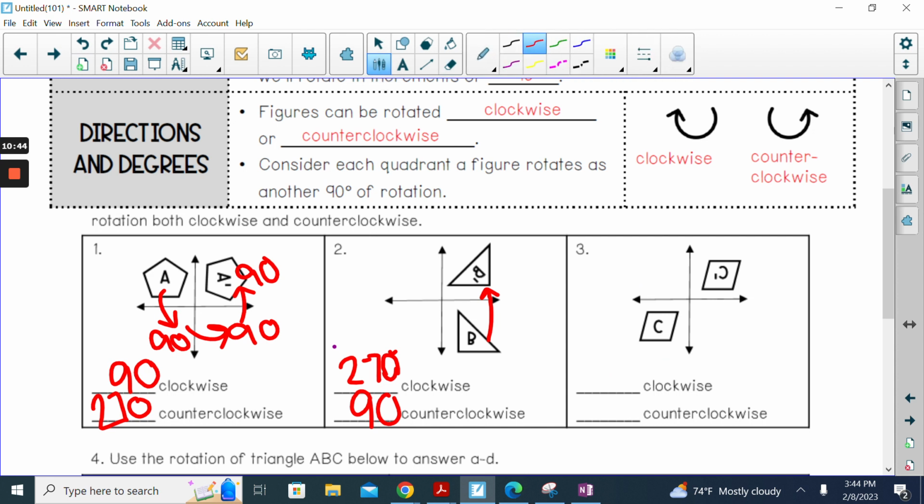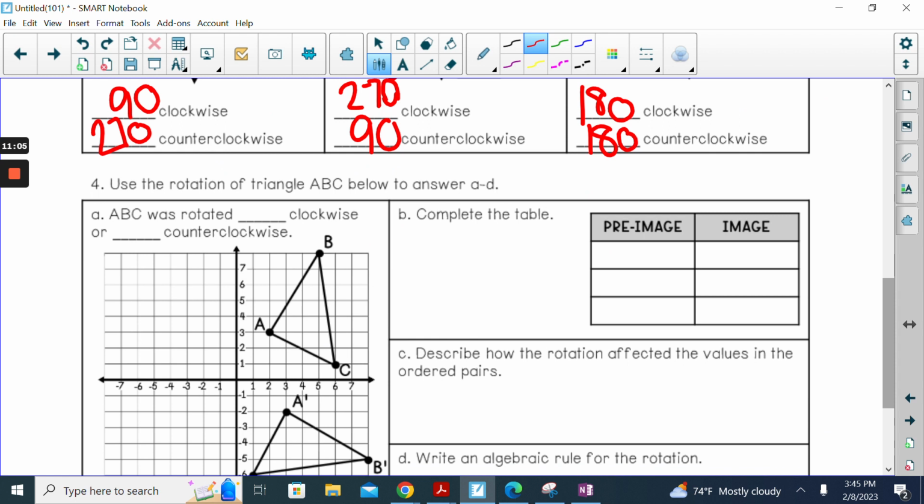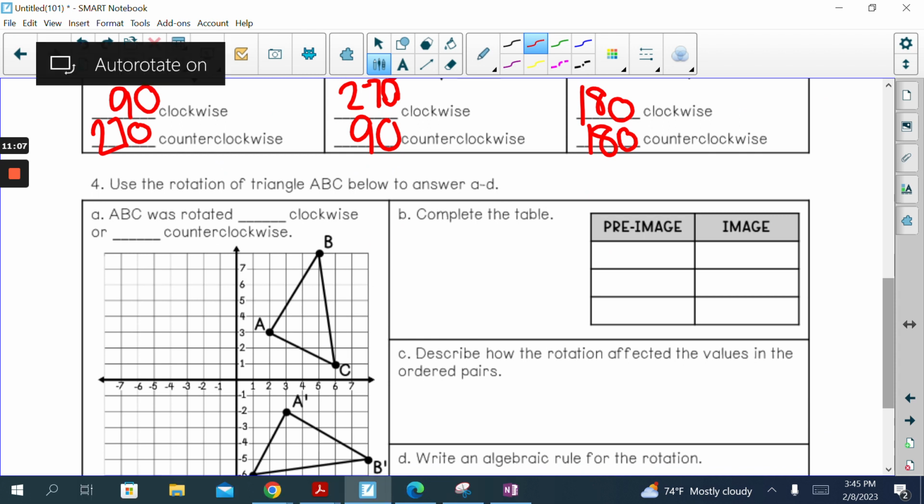And if you went counterclockwise, again, from quadrant 3 to quadrant 4, and then quadrant 4 to quadrant 1, you've passed through 2 quadrants. That is also 180 degrees. Both of those are 180 degrees. Either direction you go, you are passing through 2 quadrants. Beautiful. All right, so let's take a look at this on the coordinate plane and see what happens.